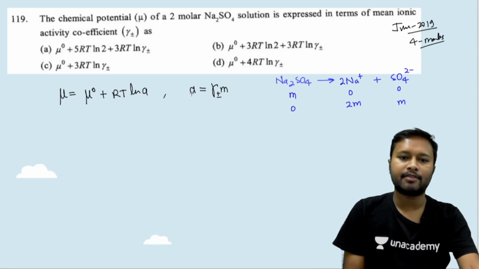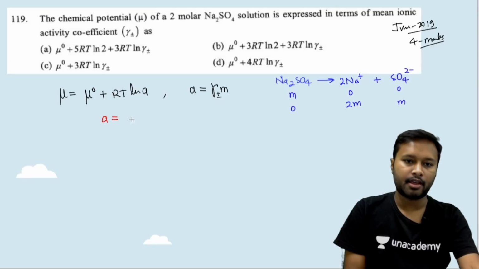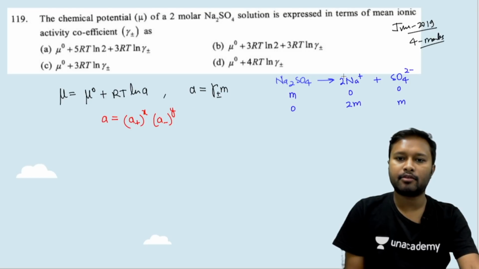Now the first thing is we have to calculate this a, the activity of the overall salt or overall solution, but here we have cation and anion both. So a will be calculated as a plus to the power x and a minus to the power y. Now what are x and y? x is the coefficient of the cation and y is the coefficient of the anion in the dissociated equation or the equilibrium equation. If you go with that, you can see that x is equal to 2 and y is equal to 1.